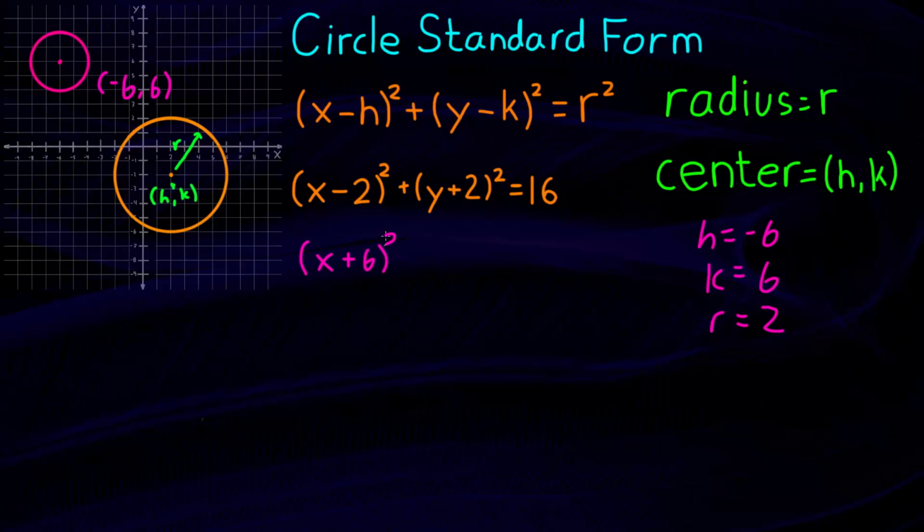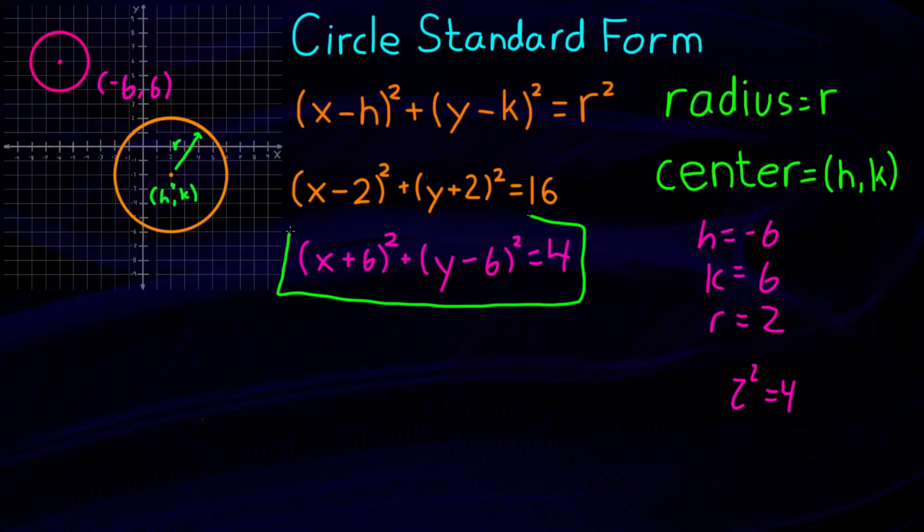And then we're squaring this and then adding y minus k. k is 6, so y minus 6, squared, equals r squared. Well, 2 squared is 4. 2 times 2 is 4. So this is our equation right here for this purple circle: (x plus 6) squared plus (y minus 6) squared equals 4.